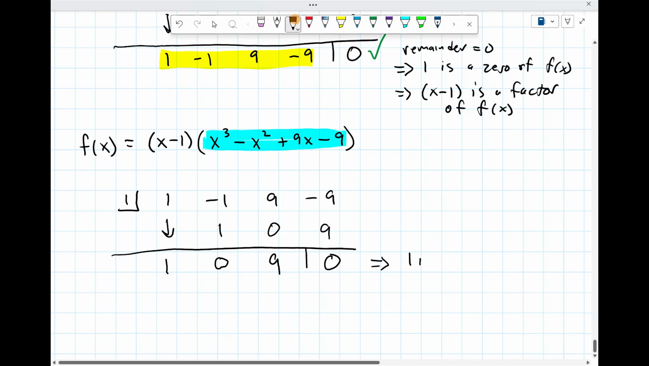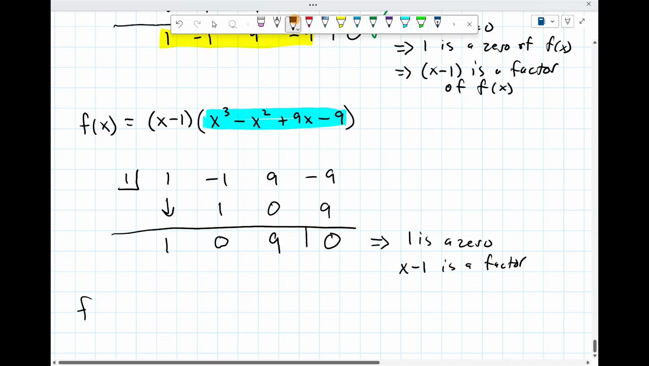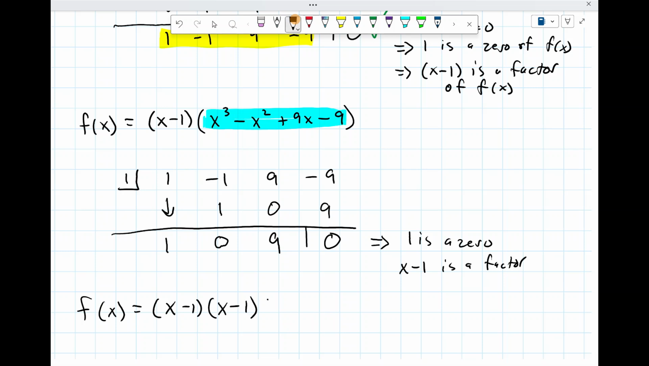So that means that 1 is a 0, and x minus 1 is a factor. And so I'm factoring out a second x minus 1. And then what's left over will be this polynomial. And again, we started with x to the third, that was degree 3. This new polynomial, after we factor out another x minus 1, will be degree 2, and it's just going to be x squared plus 9.